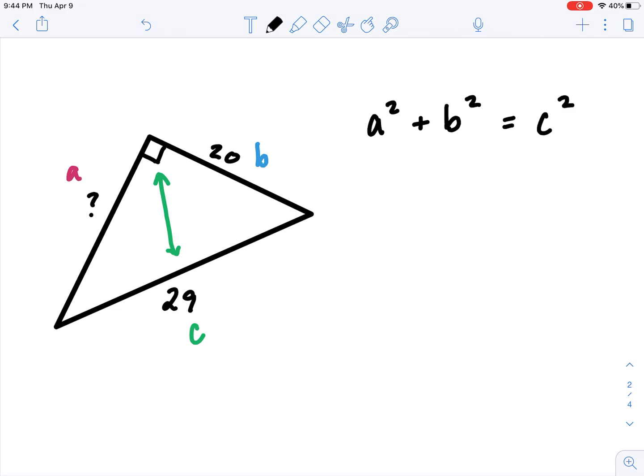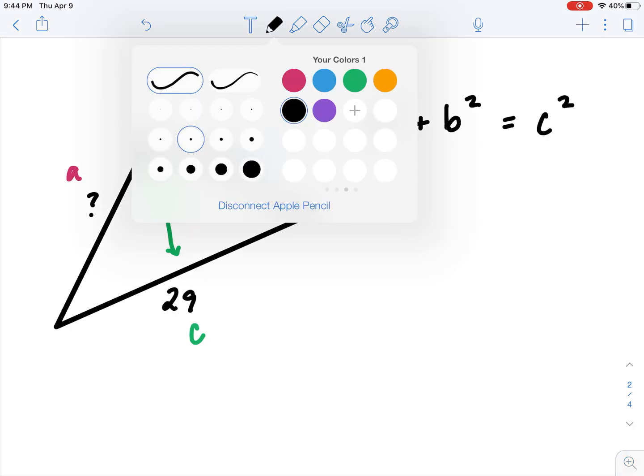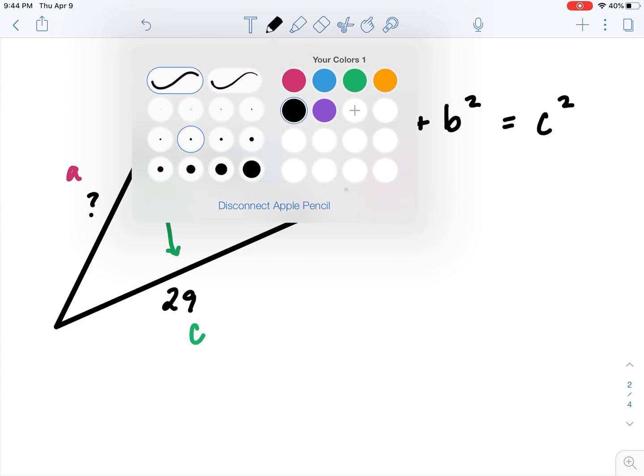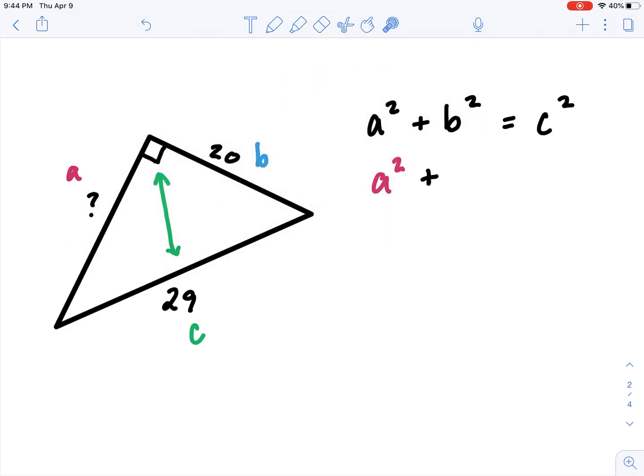And now I'm just going to start plugging in stuff that I know. I don't know A. A is my missing side, so I'm going to leave that as a variable, A squared. Okay, I do know B. B is 20, so I'm going to put 20 where B goes. So I have A squared plus 20 squared equals, and now this time I know what C is. C is 29, so I'm going to put 29 where C goes.